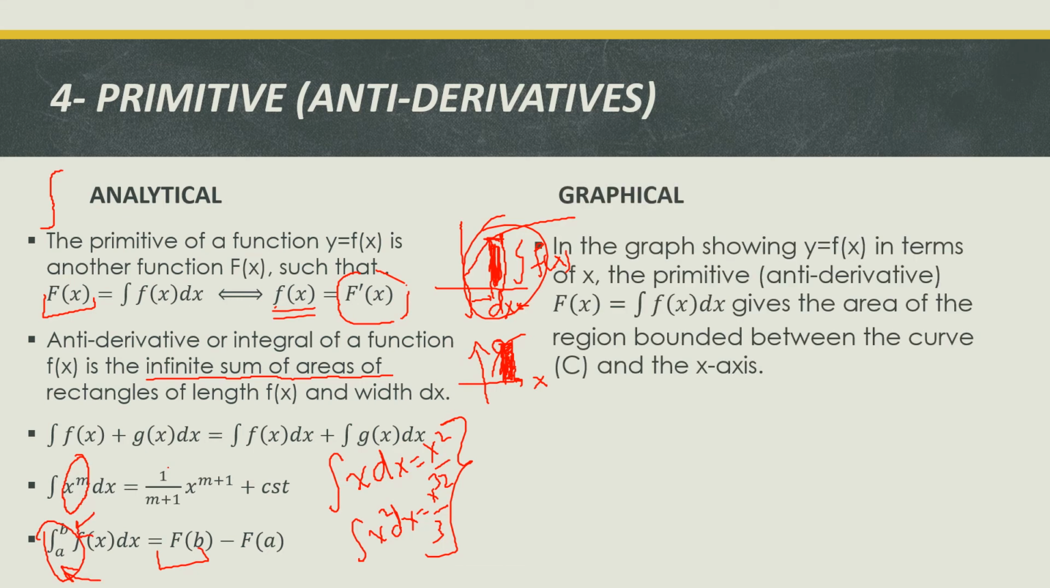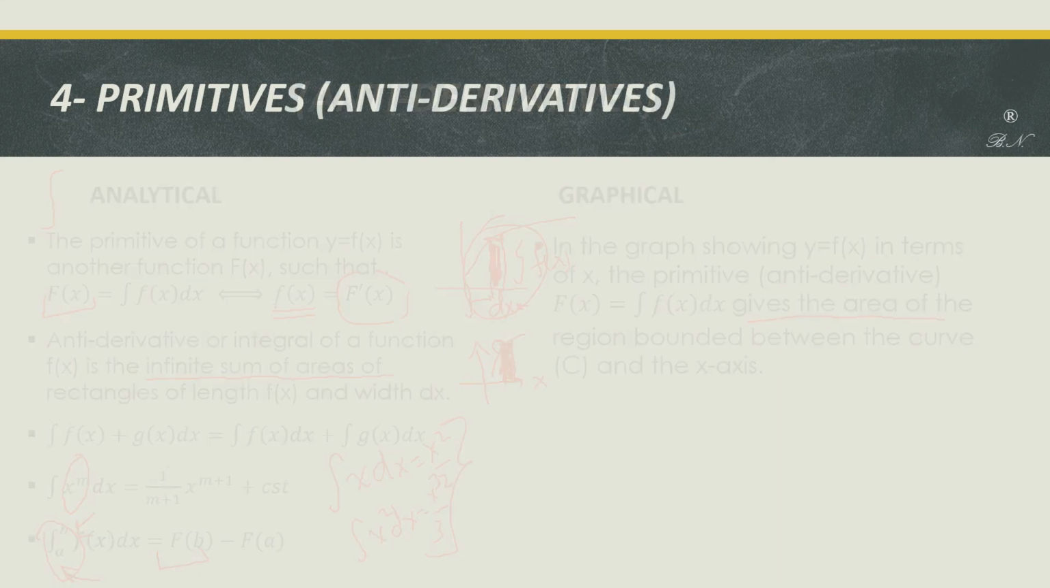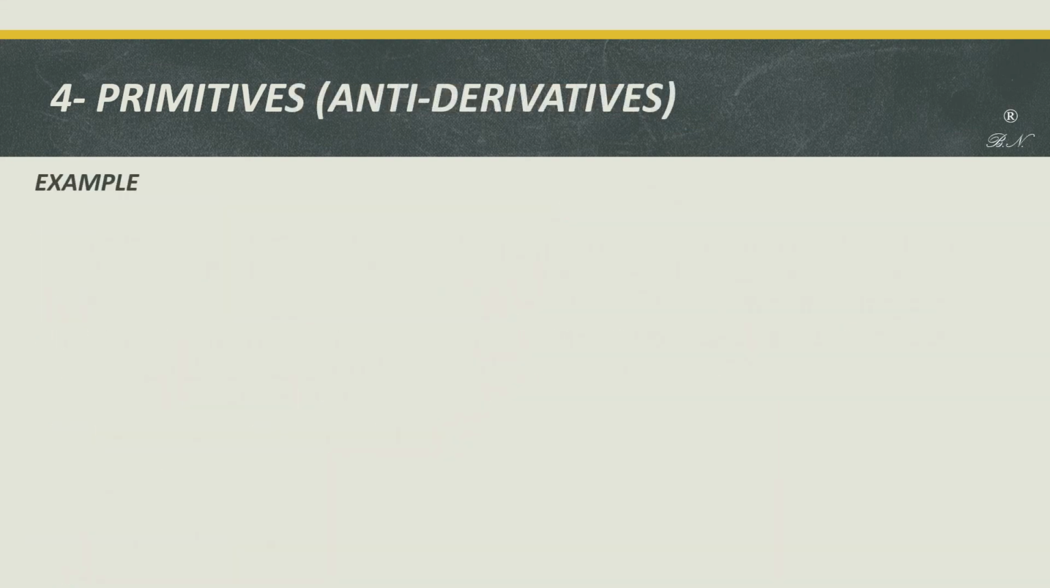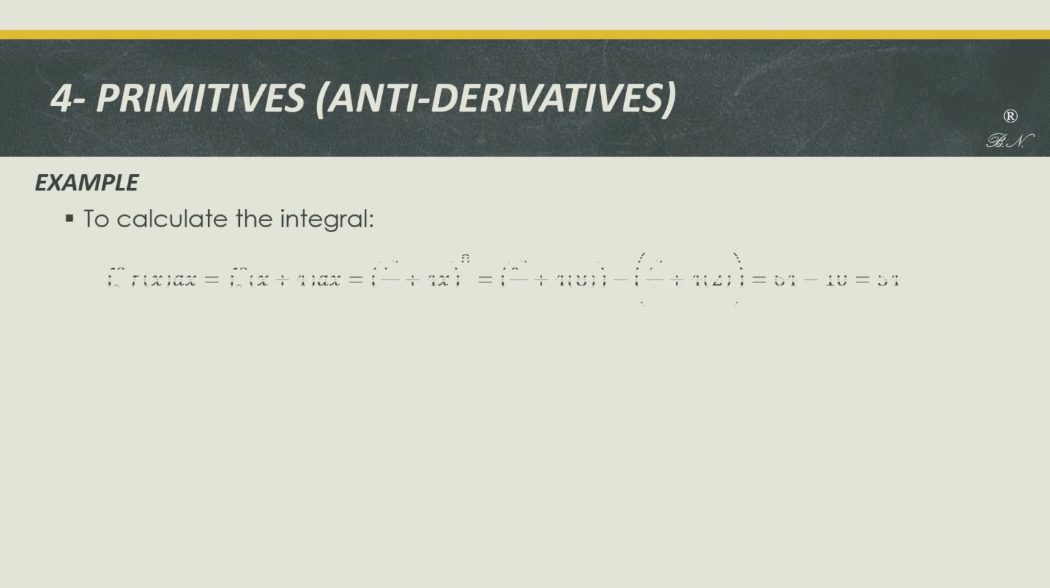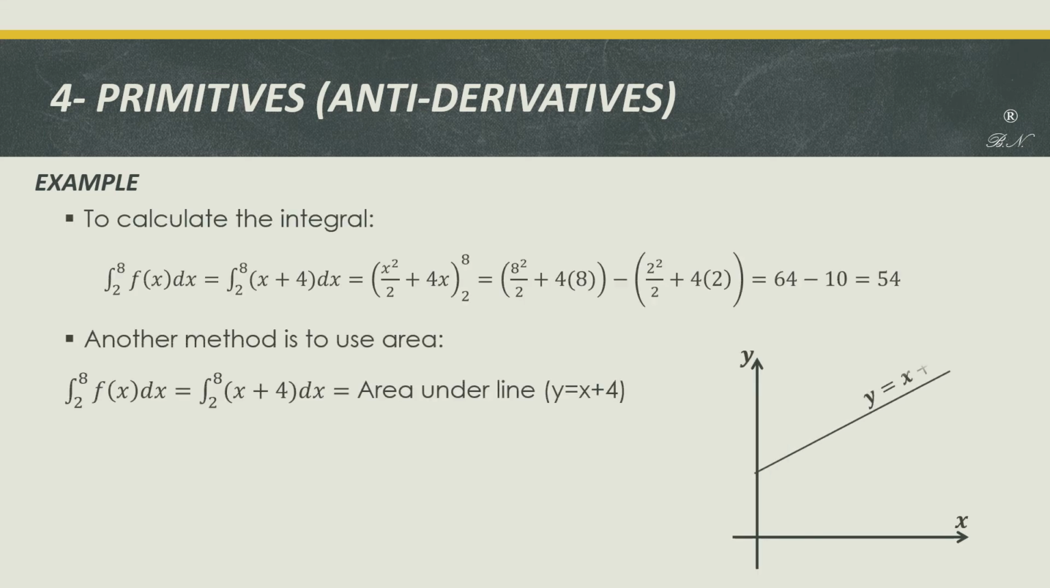Graphically speaking, in the graph showing y as a function of x, this is very important. The primitive or antiderivative gives the area between the function and the x-axis. Let's check this example. Once you understand the example, it's more than enough. Integrate f of x from 2 to 8, where f of x is y equals x plus 4. Okay? How to integrate this?